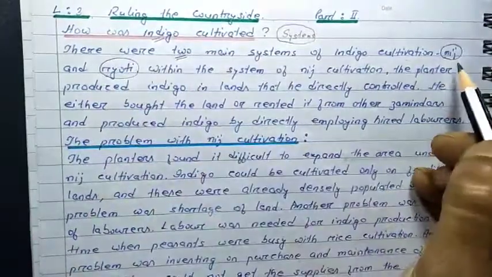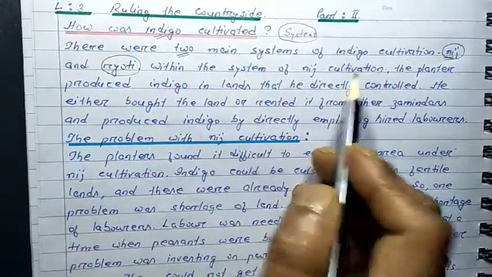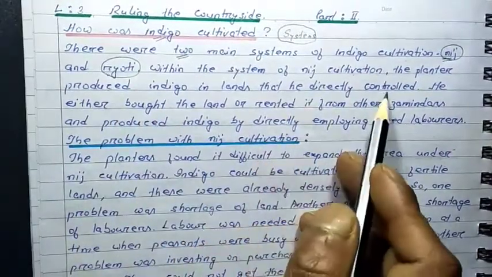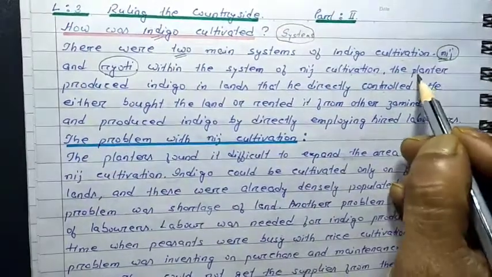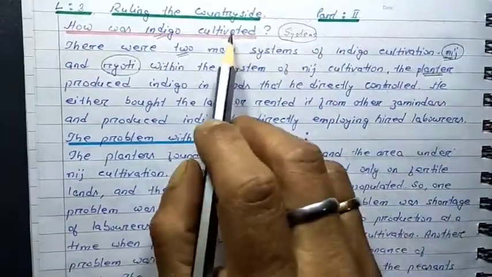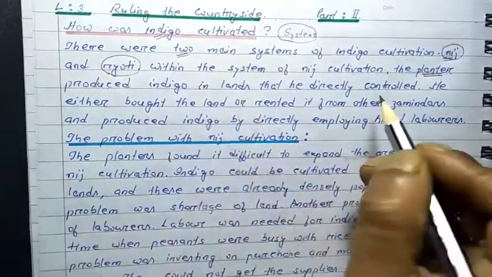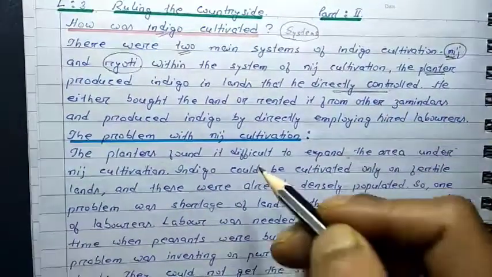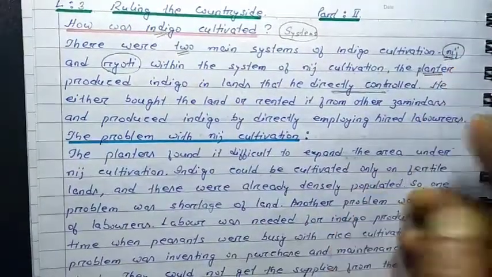First of all, we shall study the nij cultivation. Within the system of nij cultivation, the planter produced indigo in land that he directly controlled. Here, under the nij cultivation, the planters or the owners who wanted to cultivate indigo produced indigo only on the lands that they directly controlled. The land which was under his control was generally used for the cultivation of indigo.